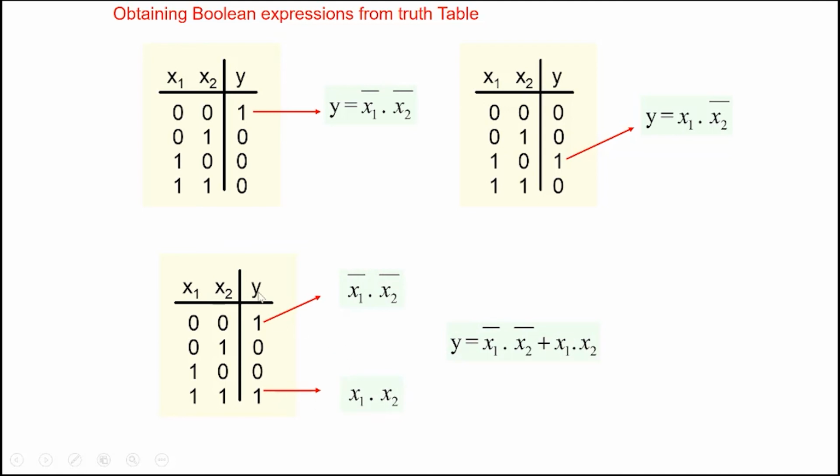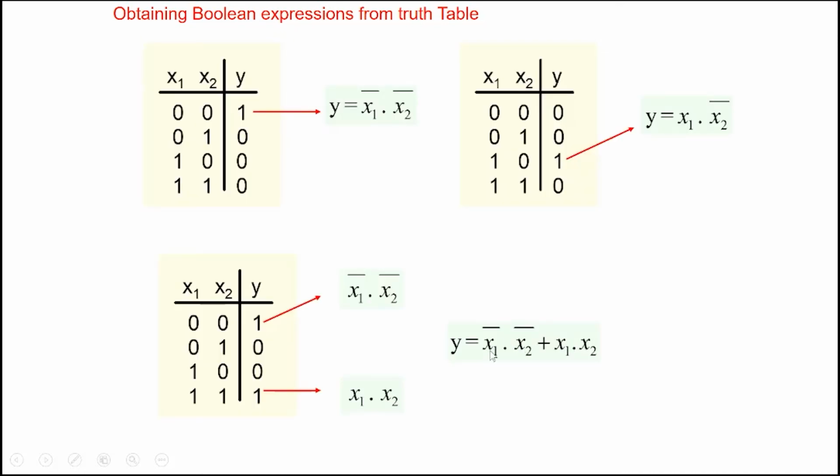So when it is 0, 0, it's represented by x1 bar dot x2 bar, right? When it is 1, 1, it's represented by x1 dot x2 here. So y is 1 not only when this is 1, but also when this is 1. So that's why we put an OR operation here. So if this is 1, then y is 1. If this is 1, then y is 1. If both of them are there, that also is fine. Okay. But both of them will not be 1 here, right? So when x1 dot x2 is 1, then this one will not be 1.